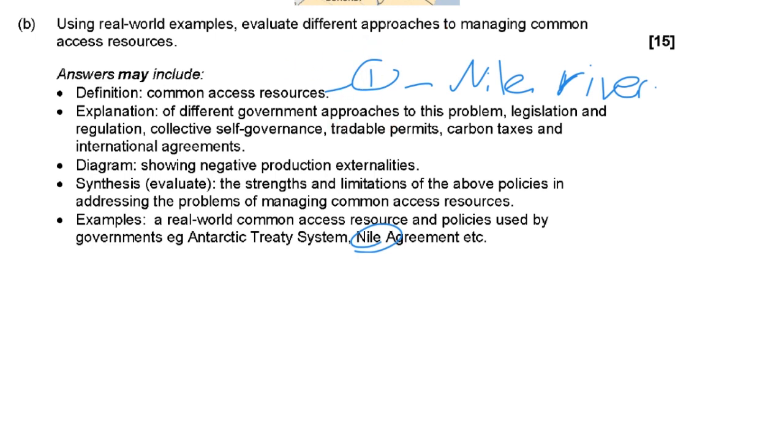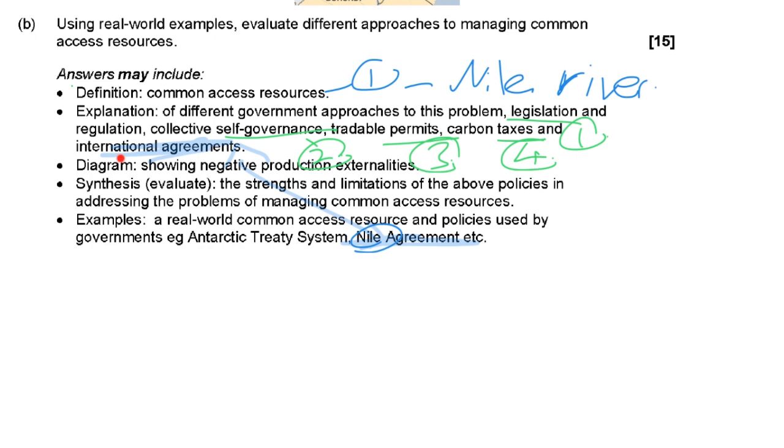There are a lot, so I'm going to put numbers. Number 1, legislation. Number 2, you manage it on your own. Number 3, trade. Number 4, taxes. And number 5 is the international agreement. I'm going to talk about it later on, like the Nile agreement.